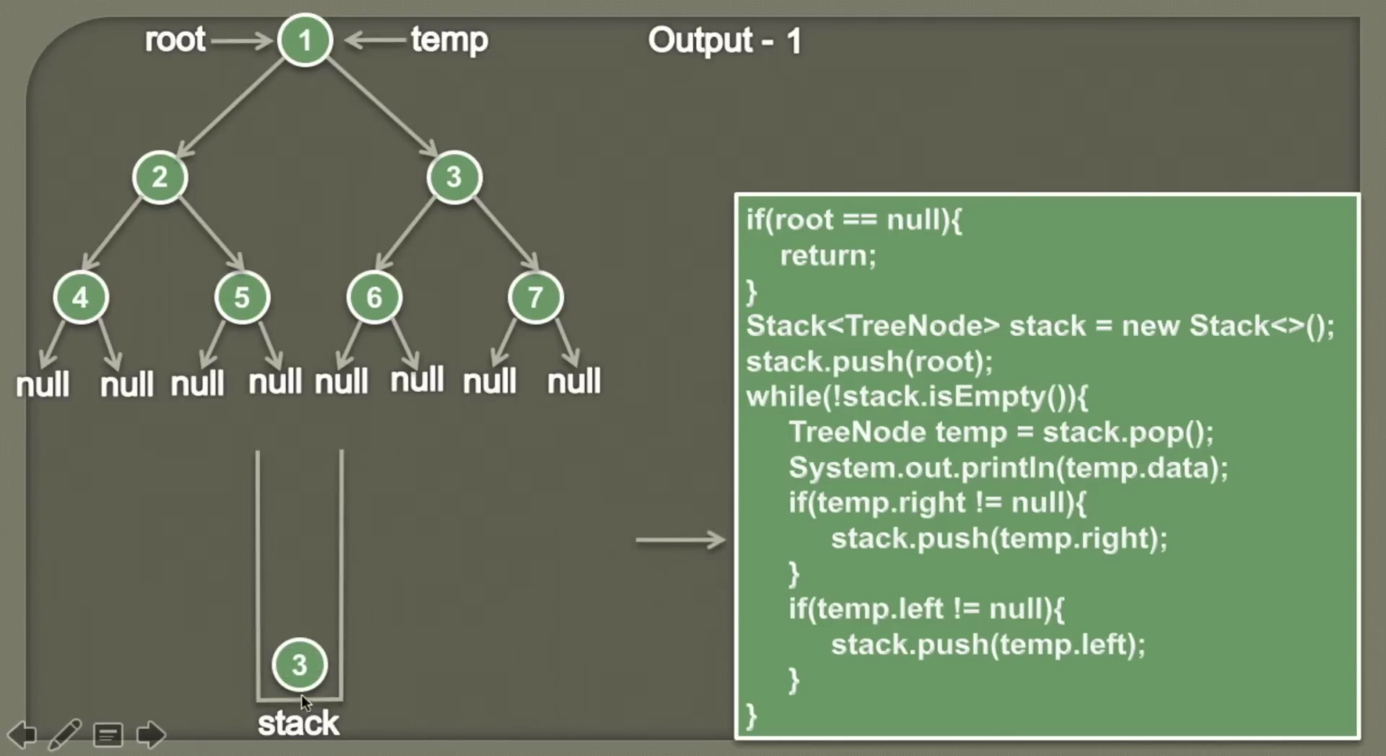So you can see 3 is now on the stack. And then we'll check whether temp left is equal to null or not. So currently temp left is not equal to null. Therefore we'll push the node having data as 2 on the stack.